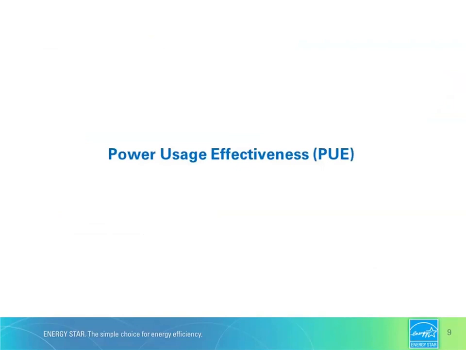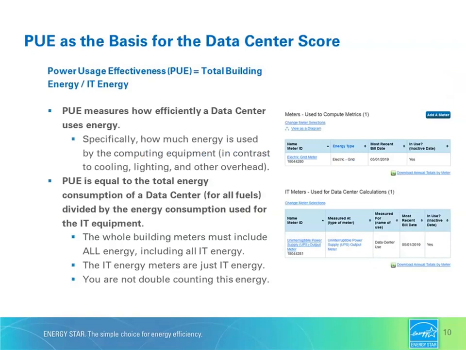So let's talk about PUE and how it's used in the Energy Star score for data centers. PUE is equal to the total building energy divided by the IT energy. So for example, if a data center uses 20 million kilowatt hours total over the course of a year purchased from the grid, and 10 million of those kilowatt hours go towards powering the IT equipment, the IT energy, then the PUE would be 20 million over 10 million, or 2.0.